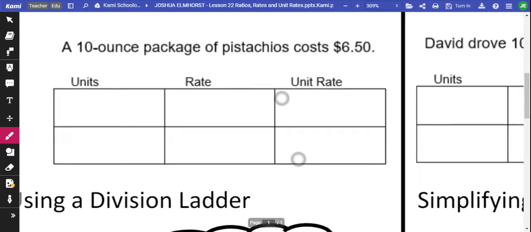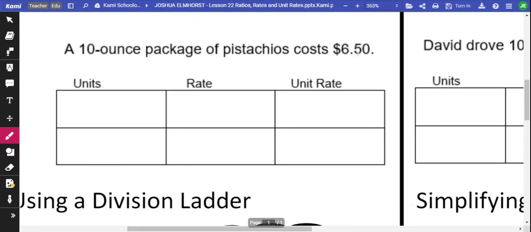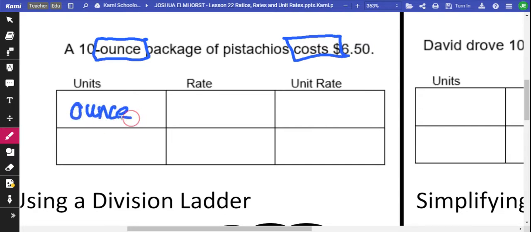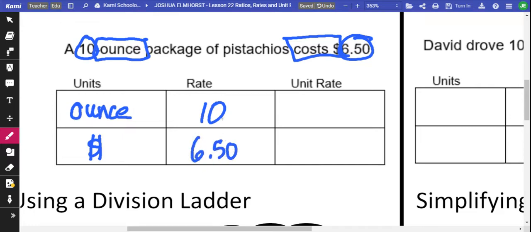All right, a 10-ounce package of pistachios costs $6.50. So here we're looking at ounces, the units, to the cost, which is dollars. So we're going to label it here on the left. We have ounces, and then we have cost, which is in dollars. Now the given rate would be 10 ounces to $6.5. So we set up our rate, 10 ounces to $6.5, and then we ask ourselves the unit rate.